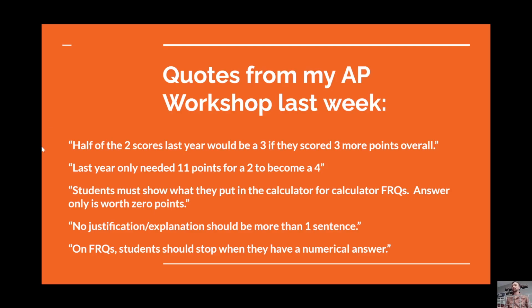That year you needed 11 points to go from a 2 to a 4. So 11 points is a handful of questions, but it's not that many. If you're doing something in the calculator, make sure you write that down in an FRQ. That is considered showing your work. Any explanation or justification that's more than a sentence is probably on the wrong track. And you're welcome to stop as soon as you have a numerical answer. You don't have to do any numerical arithmetic.